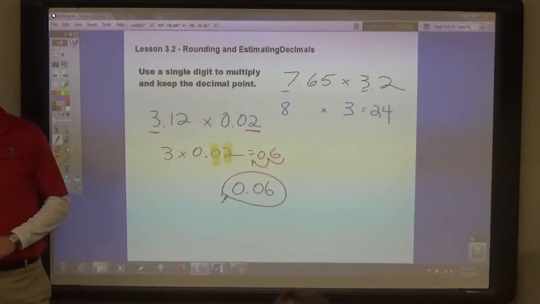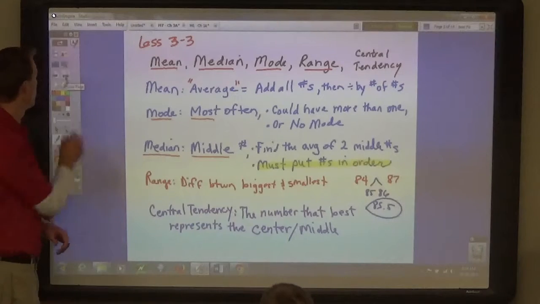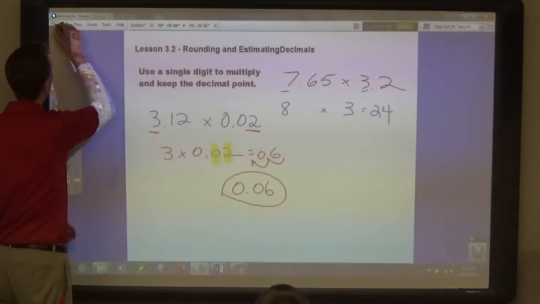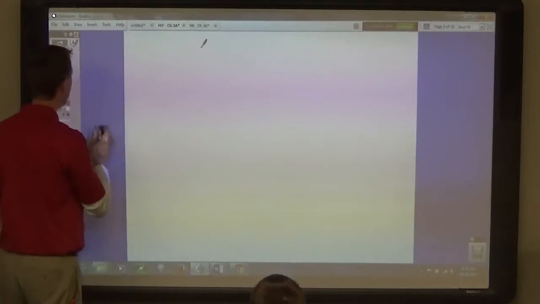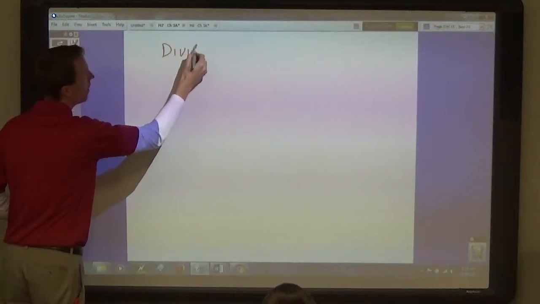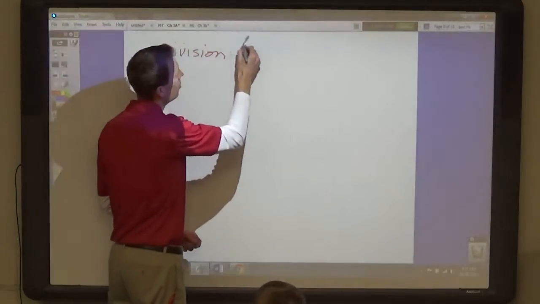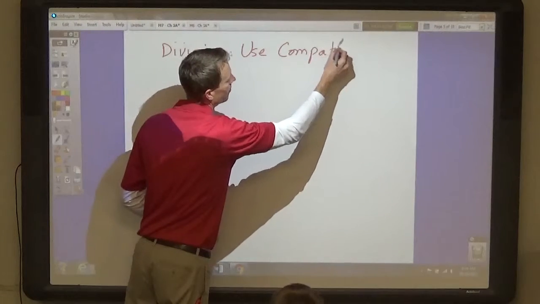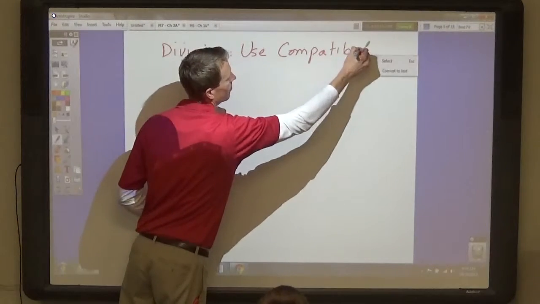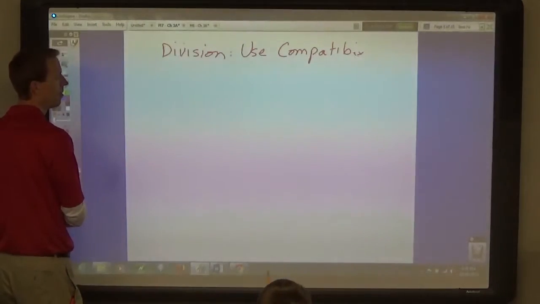Now, it's a little bit trickier with division. You have to use compatible numbers with division. So for division, write this down. Use compatible numbers. That's supposed to say compatible.